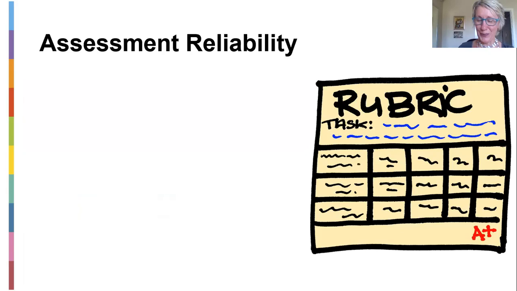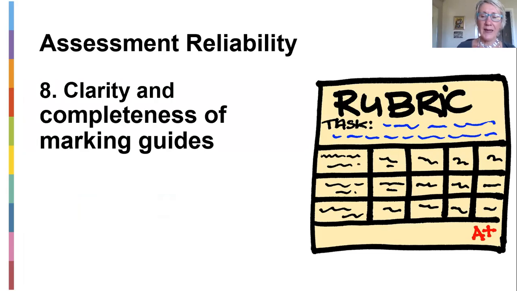Yes, coming on to the rubric. If my rubrics are tight and the criteria are all there, then that means my assessment judgment can be more reliable. Number 8, yes, we're getting there. Clarity and completeness of the marking guide. I'm coming on to open questions, coming on to summary questions.